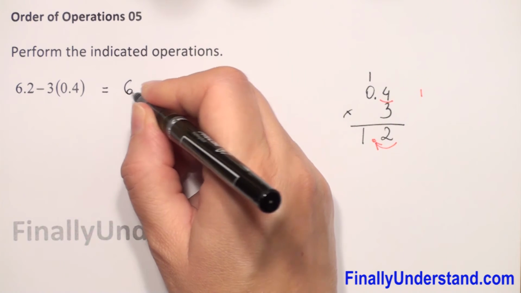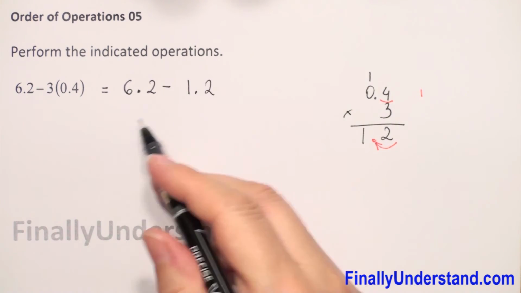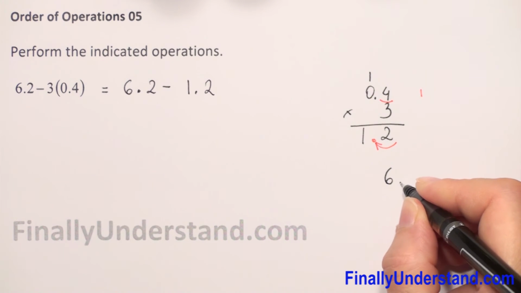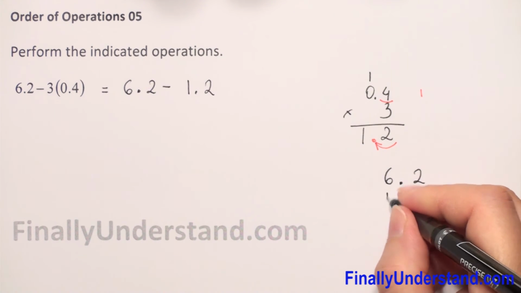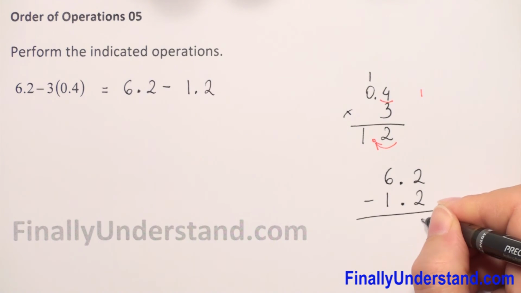First number we copy, 6.2 minus 1.2. Subtraction of decimal numbers we have now. So on the top we have to write 6.2. We have to align decimal points. Subtraction: 2 minus 2, 0.